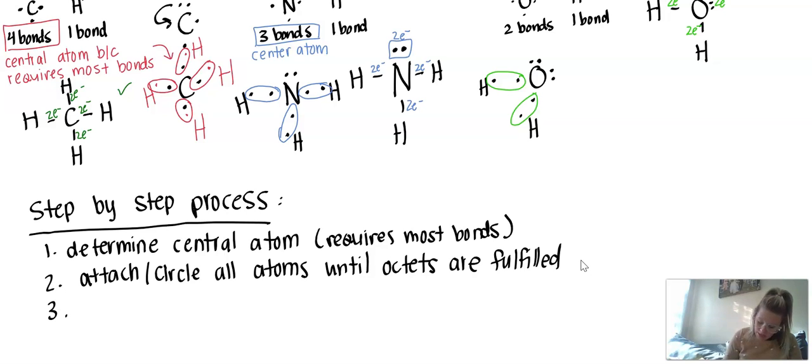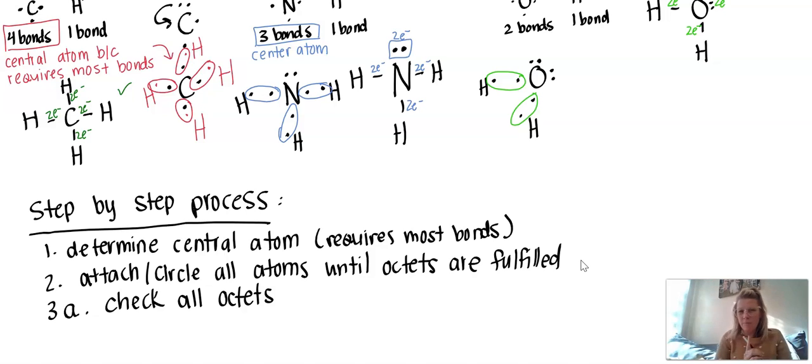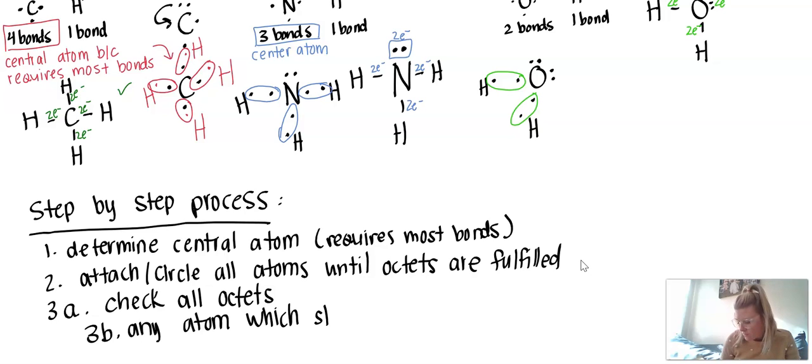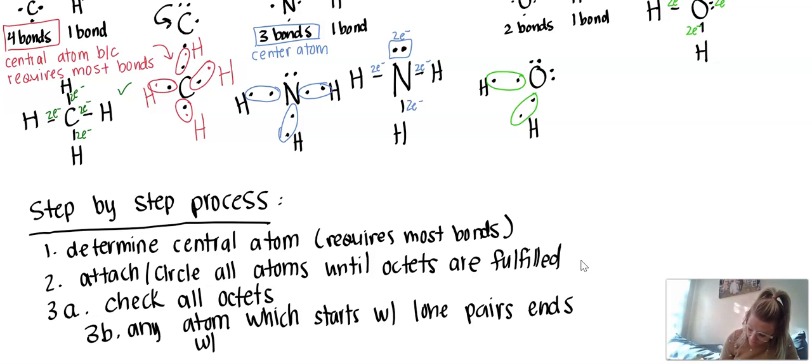And then step 3, there's 2 different checks that we're going to do, okay? So the 2 different checks, we'll do 3A and 3B. 3A, check all octets. And I want to point out a secondary check to you, okay, which I didn't go over up here, but I'm going to go back and do, is that any atom which starts with lone pairs ends with that same number of lone pairs. Okay, so what do I mean by that?